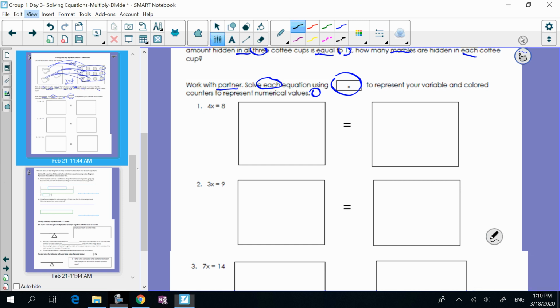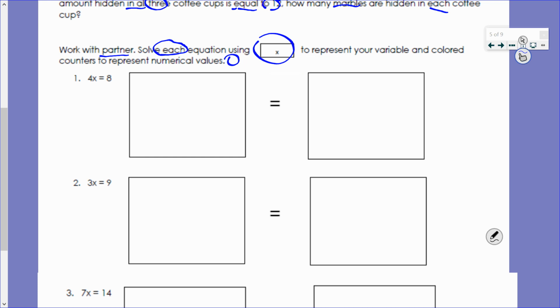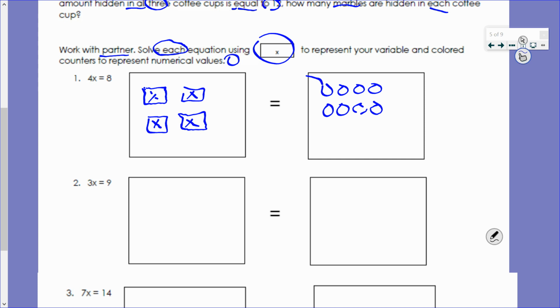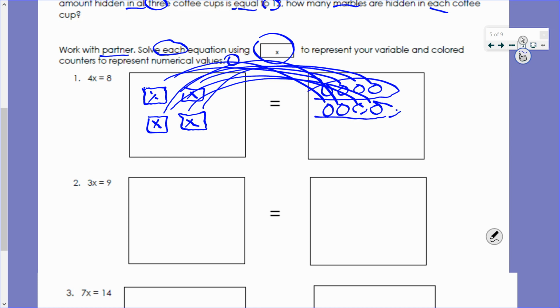So yes, our first one, again, for each box, I have an x. On this side, I had 4 boxes. On the other side, I have 8 counters. So to distribute them, 1 would go into each. Then I would start over, and I see a second one goes into each. So each one, I ended up with 2. So my x equals 2.